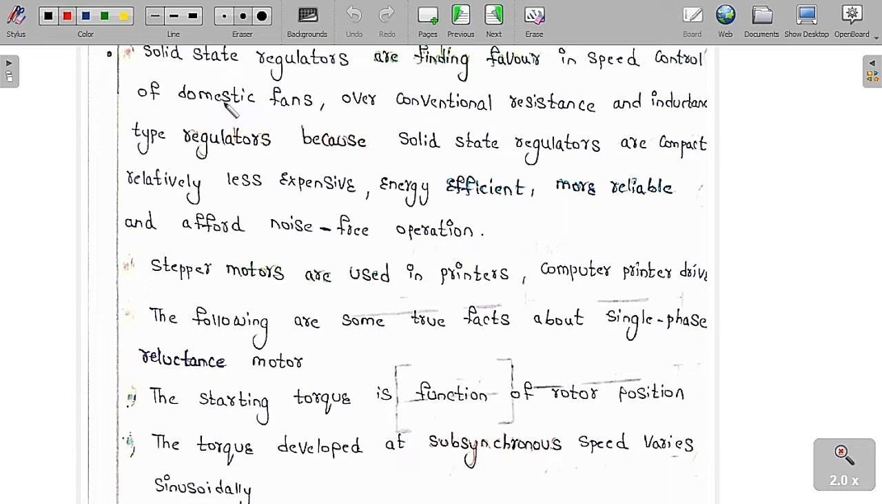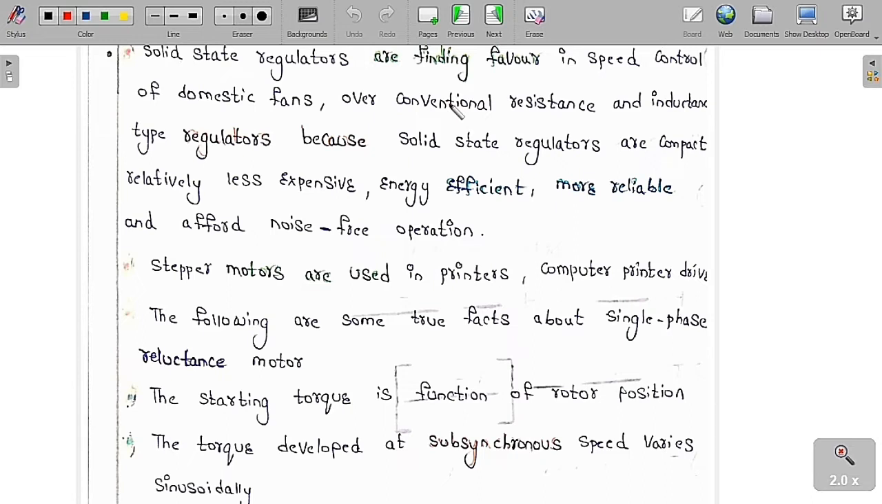Because of all these reasons, nowadays we are going to use solid state regulators when compared to conventional resistance and inductance type regulators. Solid state regulators are finding favor in speed control of domestic fans over conventional resistance and inductive type regulators because they are relatively less expensive, energy efficient, more reliable and afford noise-free operation.